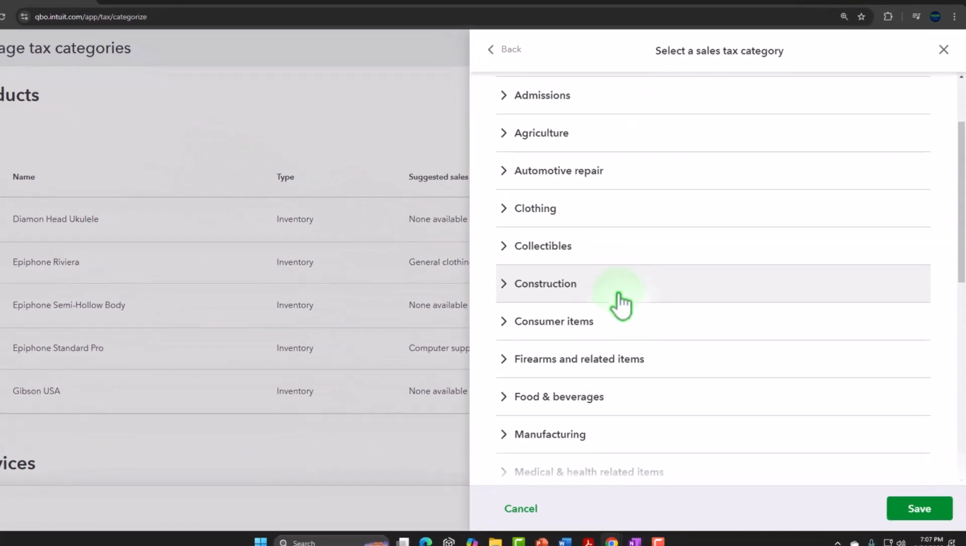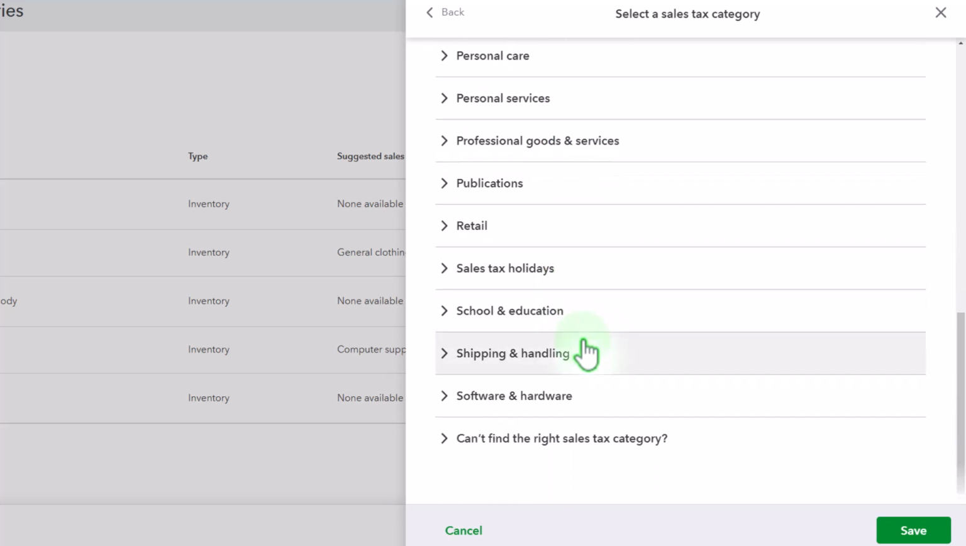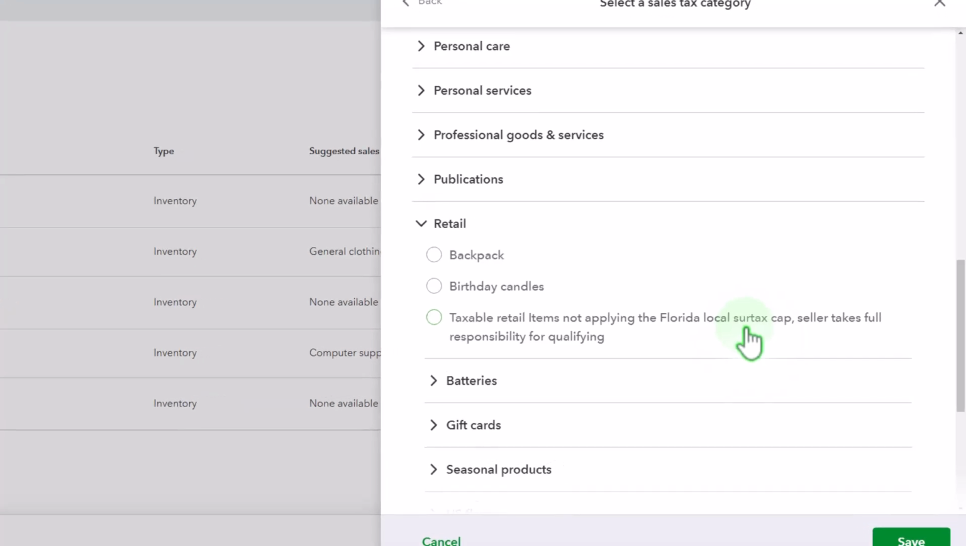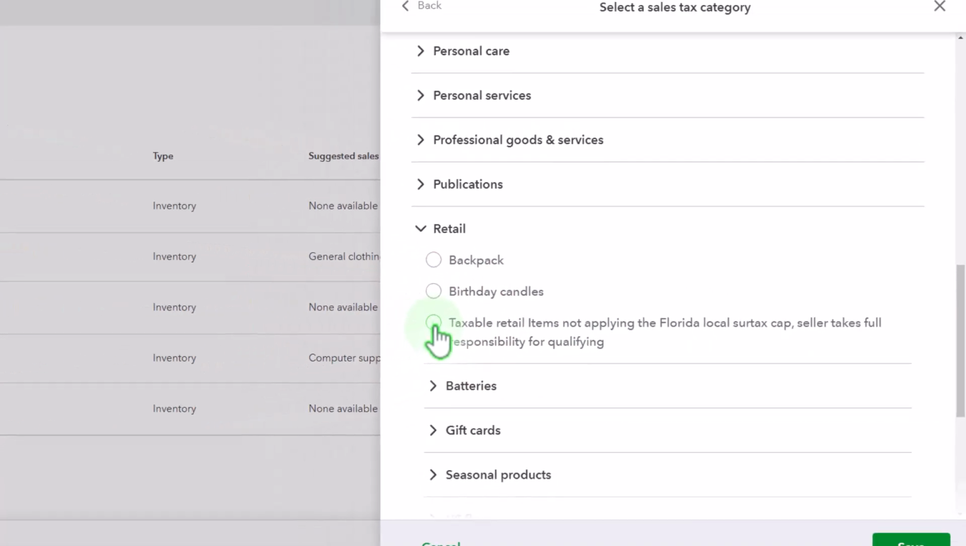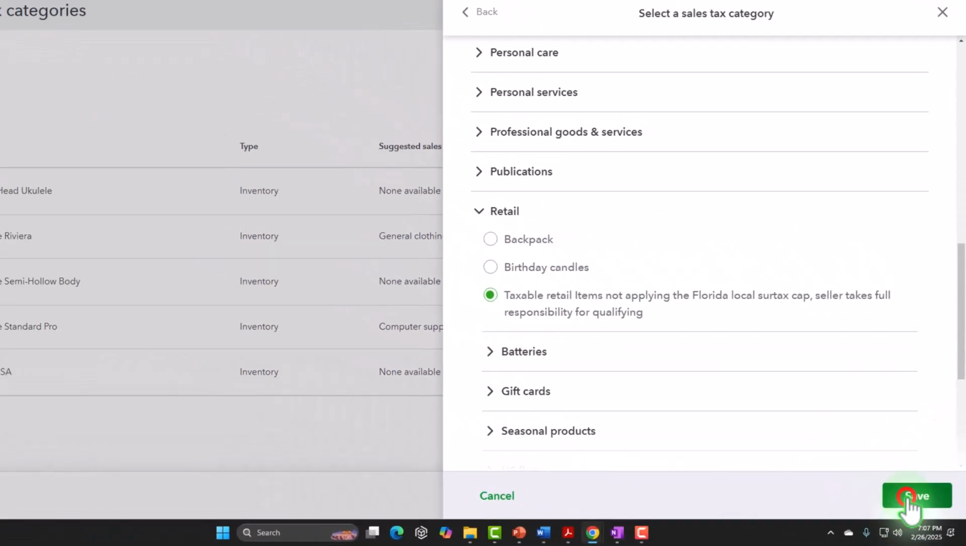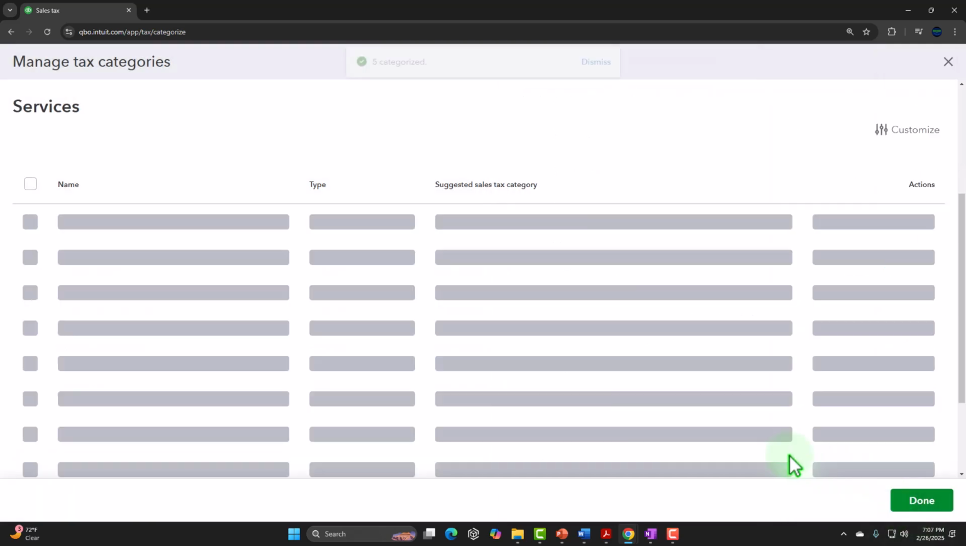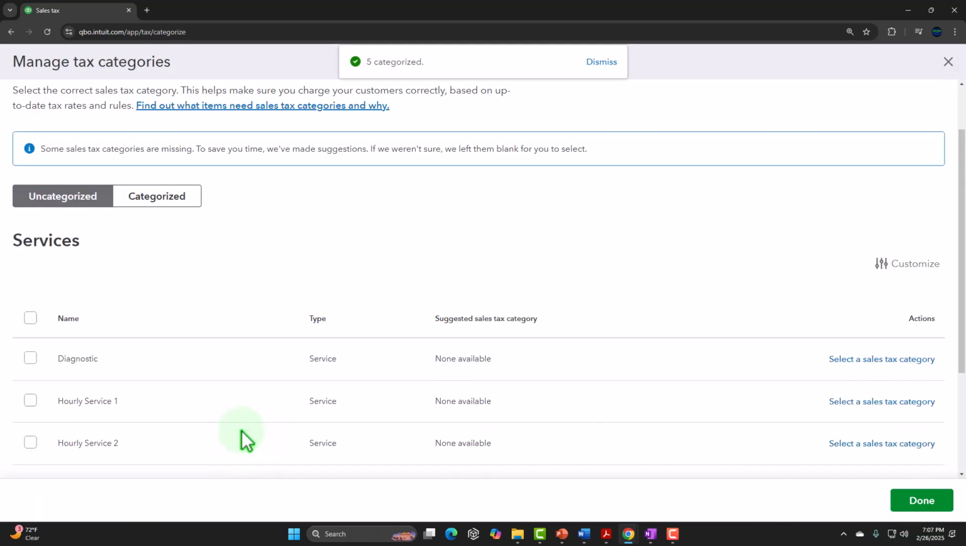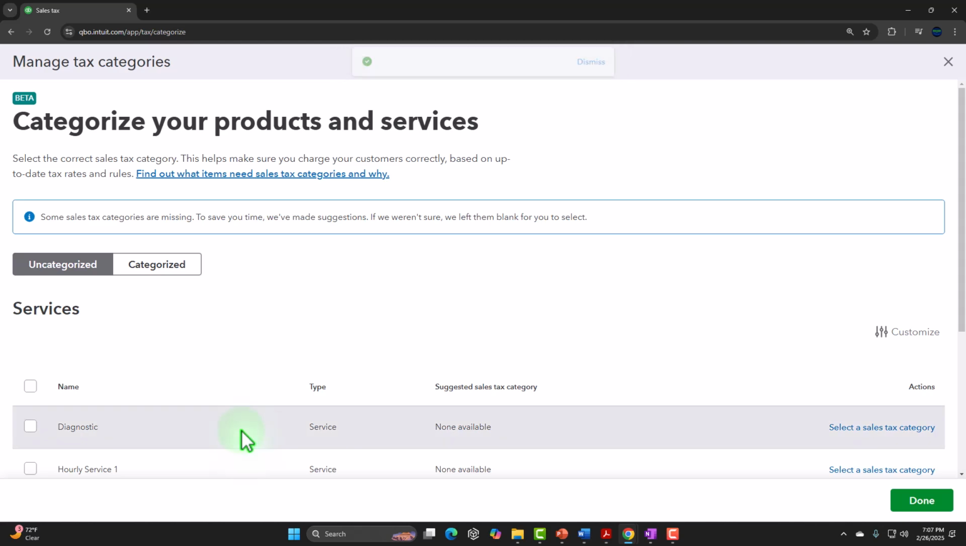So here are our categories. Now, there's usually a generic category that just says I'm going to be subject to sales tax. I'm going to try to say I'm in retail here, and then I'm going to say it's going to be taxable retail items not applying the federal, local, or the Florida local surtax, because we're not in Florida. So let's do that, and then say we save that one and see if that applies it out to all of them. I'm not going to apply the sales tax to the service items.